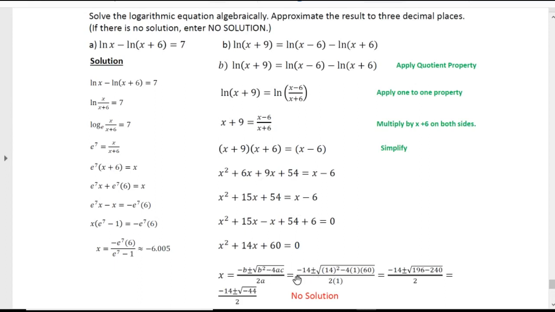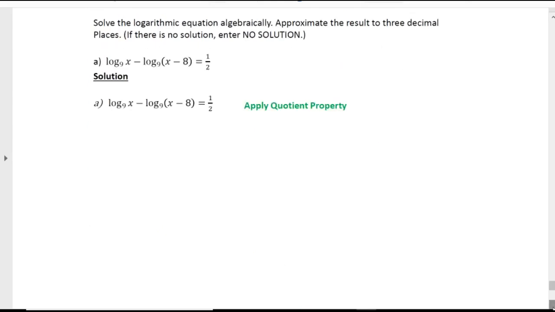So once we plug in our numbers, we can see that we end up with negative 14 plus or minus the square root of negative 44. Since we have a negative in here, then we say that there's no solution.